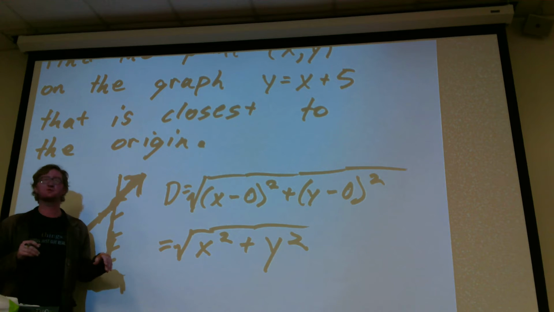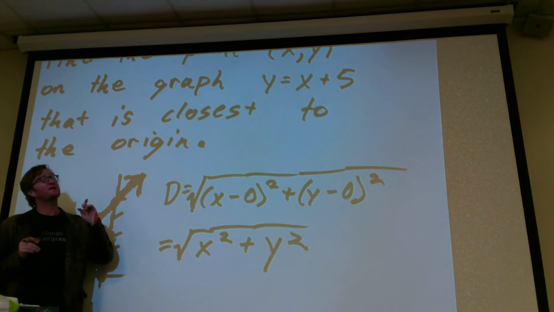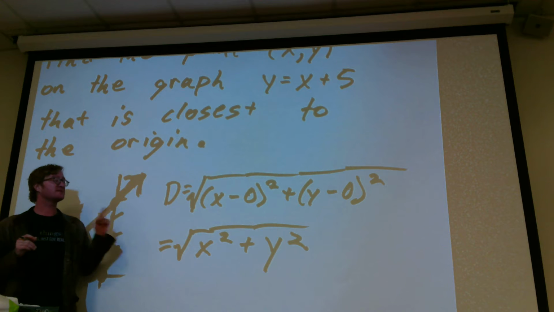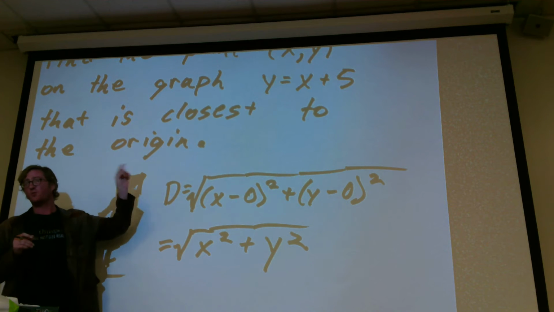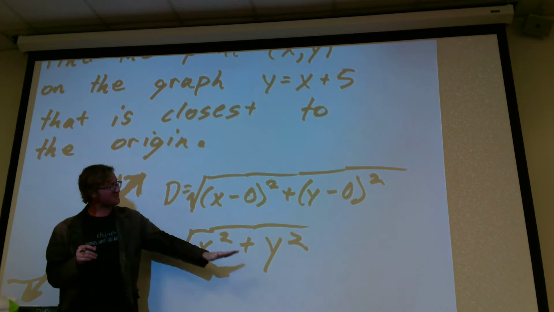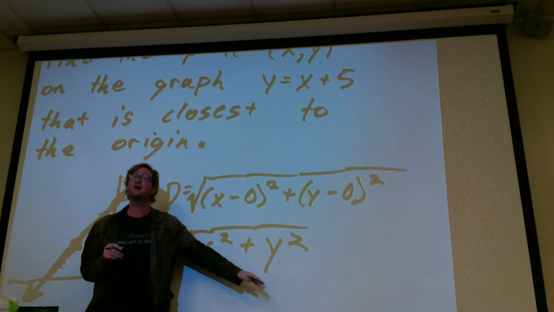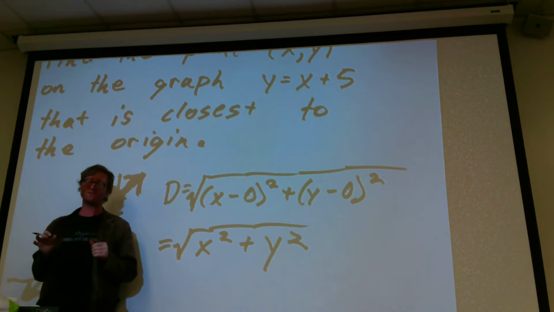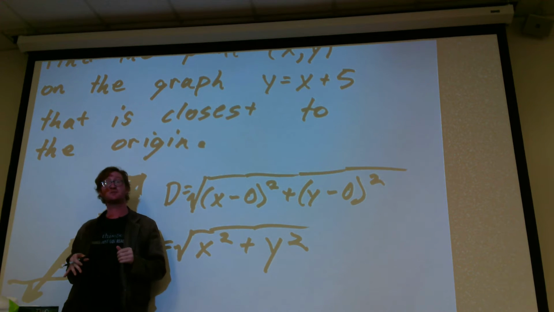Now we're going to use the fact that we're talking about the distance to the origin, and this would tell you the distance to the origin, but it has to satisfy another property. It has to satisfy that it is on y equals x plus 5. So we're going to plug y equals x plus 5 right here to get it as a function of one variable, so that then we can take its derivative.